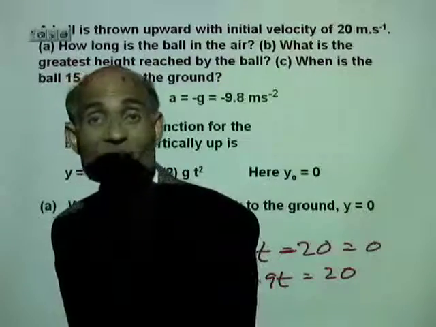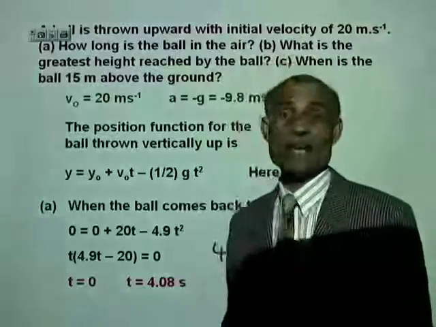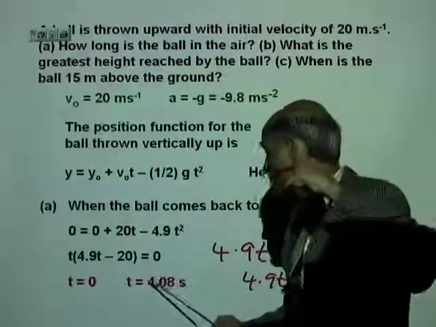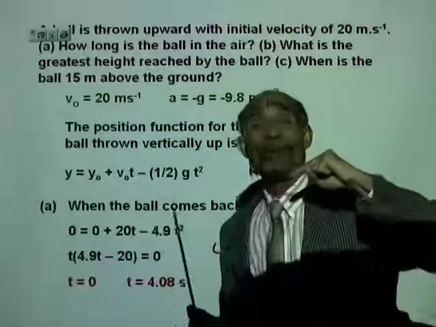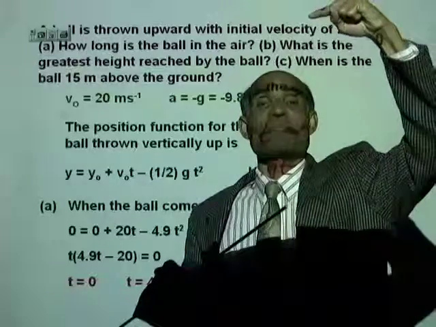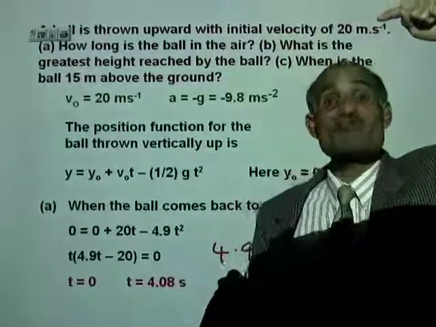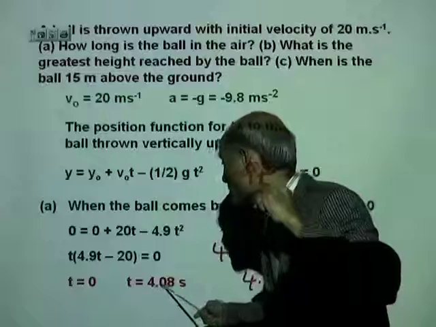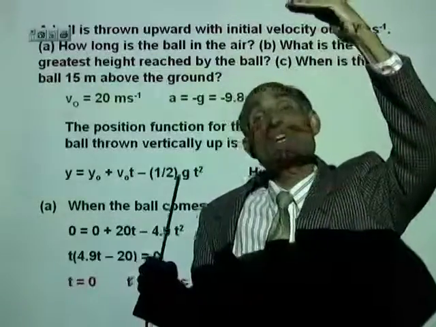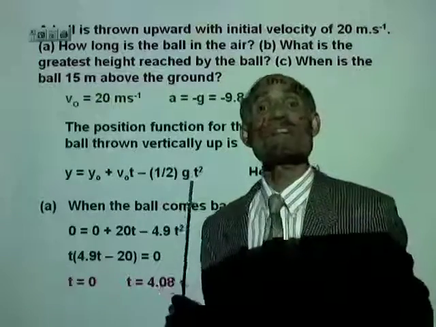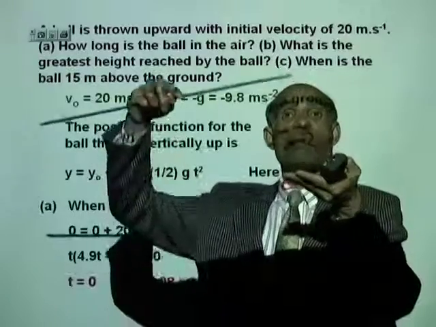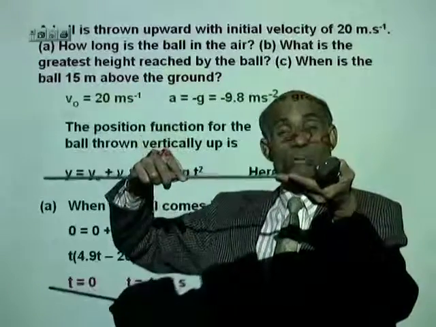Well, we're going to use one more concept here. If the time taken to go up and come back is 4.08 seconds, what is the time taken to go to the maximum height? The time taken to go to the maximum height is half of this time, which is 2.04 seconds. And the time taken to come back is another 2.04 seconds. That's very important. The time taken to go up equal to the time taken to come down.